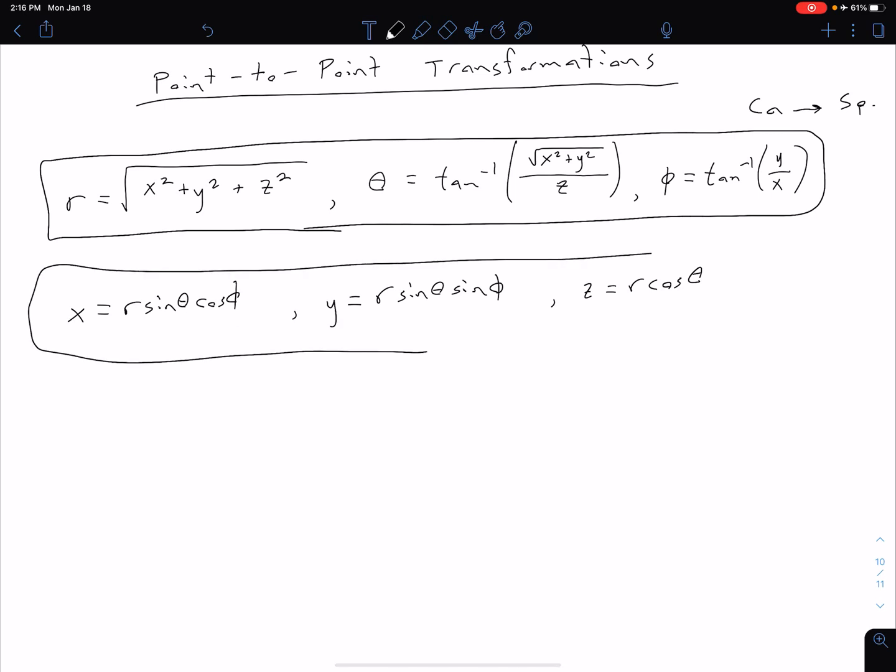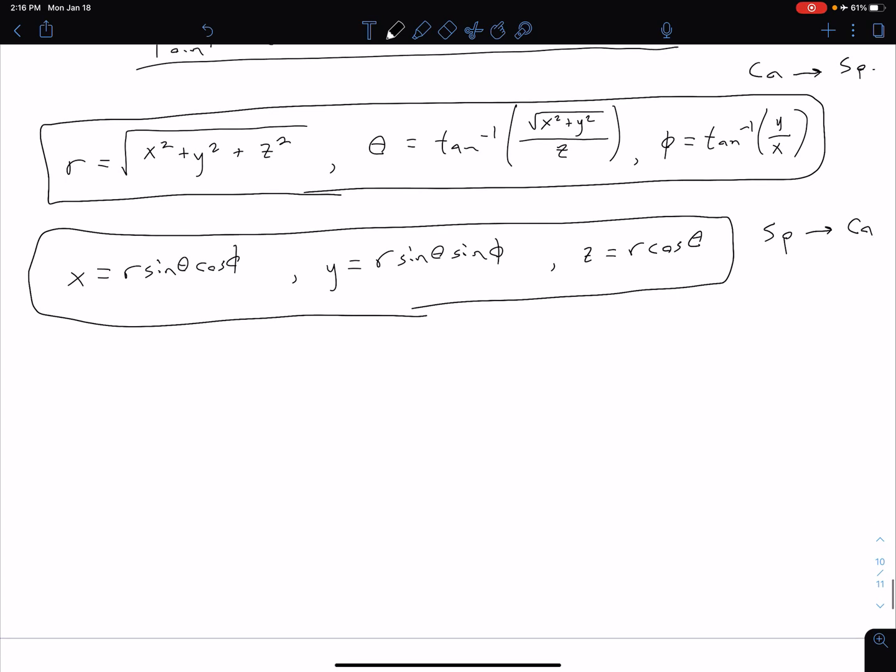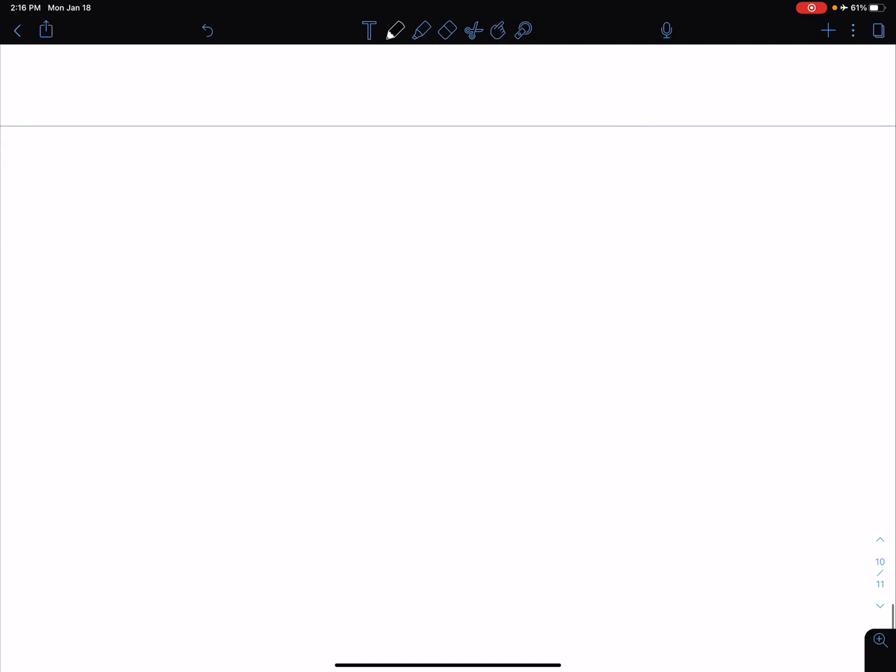So we get something that looks like that. And so again, this would be if we were going from spherical to Cartesian. So the next type of transformation that we can have, as we talked about with our previous video, is vector-to-vector transforms.